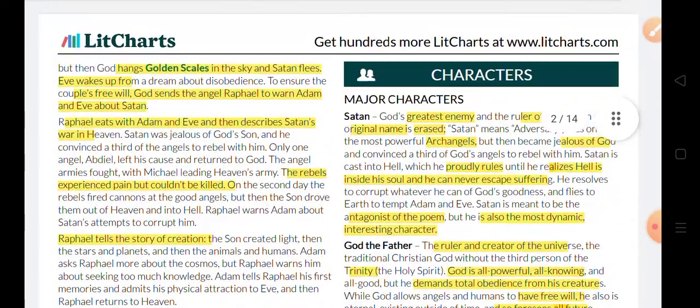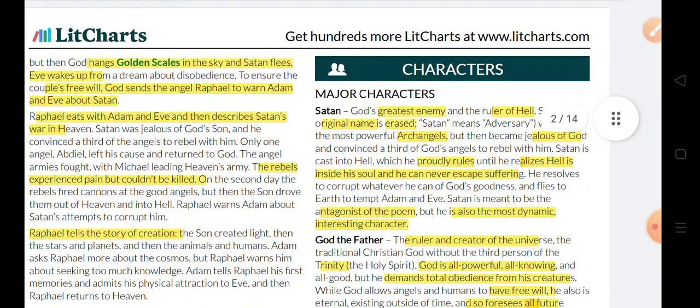And now we'll see the character analysis. We'll see the major characters: Satan, the greatest enemy of God, ruler of hell, prince of hell, you can call him. His original name was Lucifer. Once he was in heaven, an obedient, high-ranking angel, and after his rebellion he was named Satan, which means the adversary.